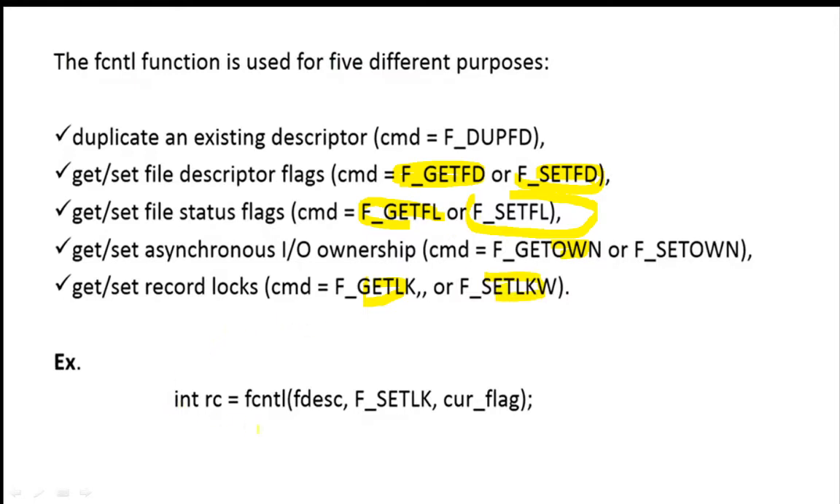For one example, we will see fcntl, that is file control. Here you are passing the file descriptor. Here I am passing F_SETLK, which means you are setting the record lock for your file, and the value will be the current flag. This value will be set here, then it is going to return an integer value.